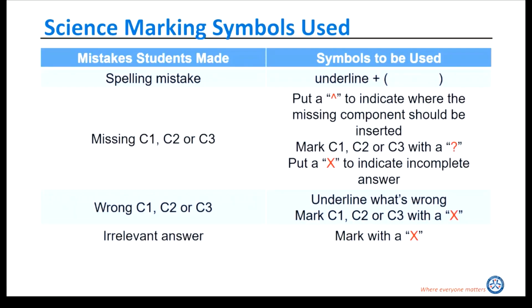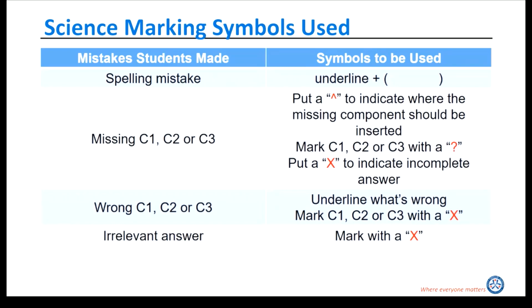Dear parents, this table shows the marking symbols teachers will be using to mark students' work. For spelling mistakes, the teacher will underline the word and put a bracket. For missing C1, C2, C3, the teacher will put a caret to indicate where the missing component should be inserted.